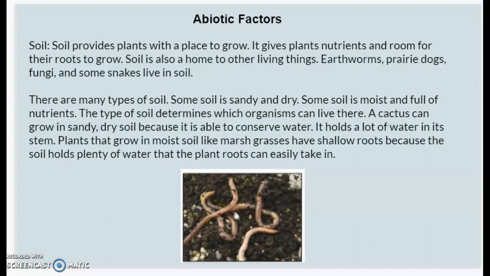A cactus can grow in a sandy, dry soil because it is able to conserve water. It holds a lot of water in its stem. The plants that grow in moist soil, like marsh grasses, have shallow roots because the soil holds plenty of water that the plant roots can easily take in.